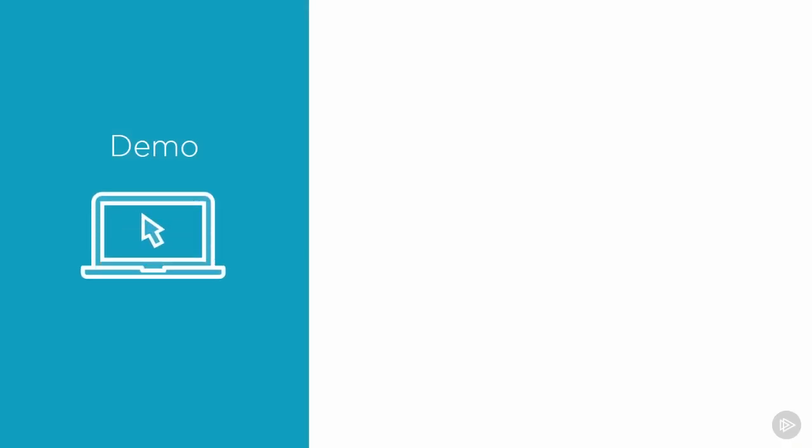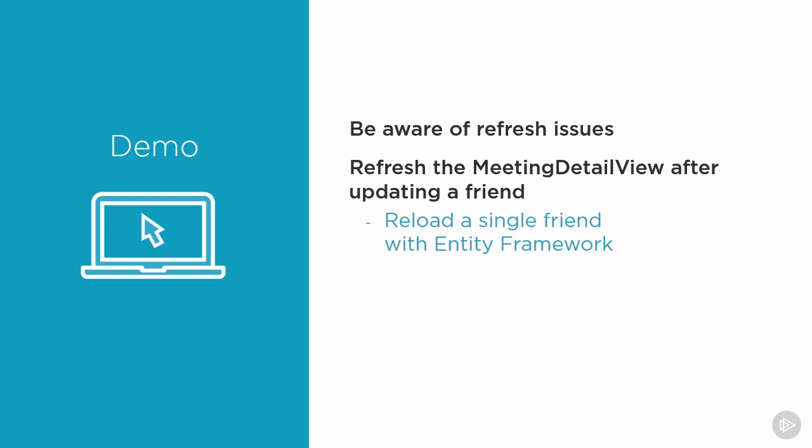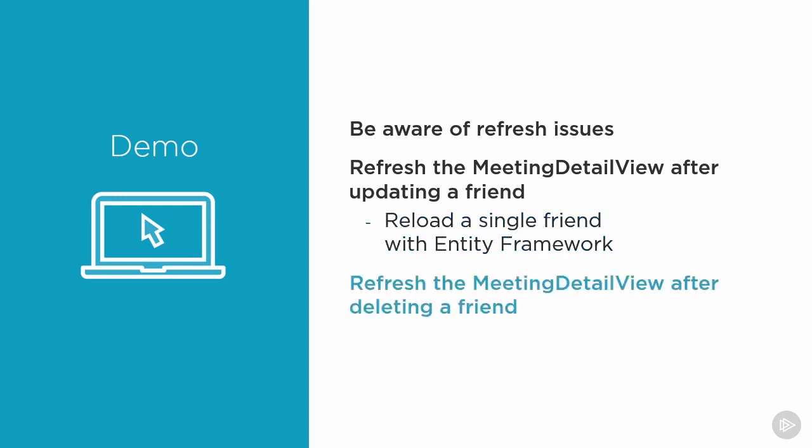In this demonstration you learn why you should be aware of refresh issues in a tabbed user interface. Then you learn how to refresh the meeting detail view after updating a friend. To do this, you will also learn how to reload a single friend with Entity Framework. You also learn how to refresh the meeting detail view after deleting a friend. Now let's switch to the Friend Organizer application and let me show you what issues we have introduced by switching to a tabbed user interface.